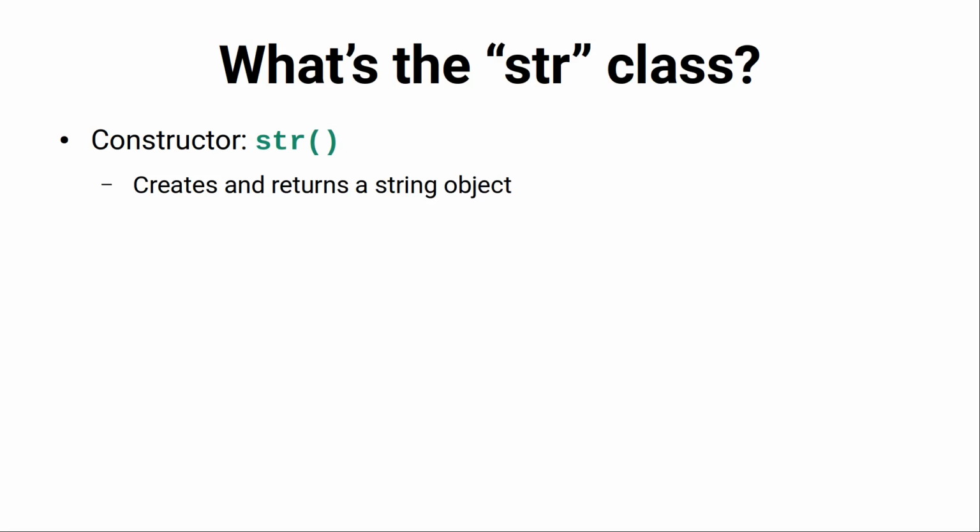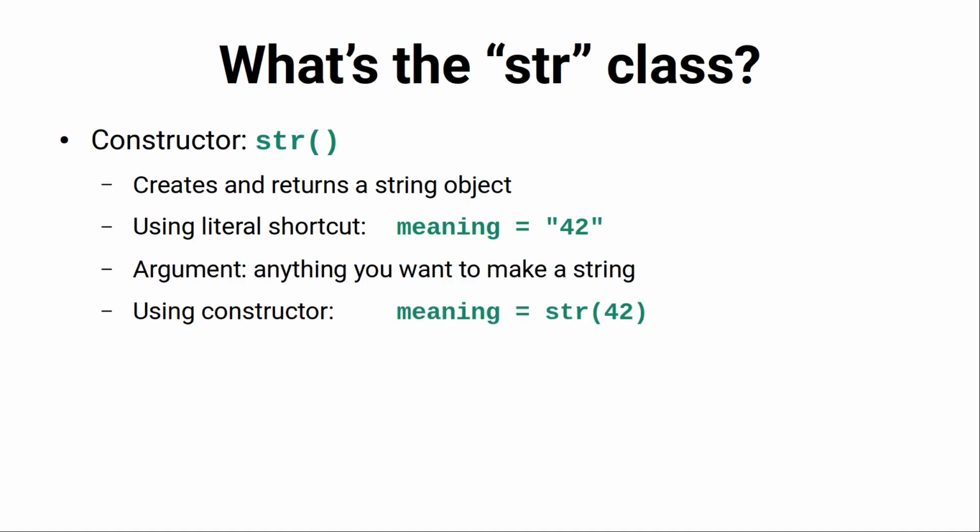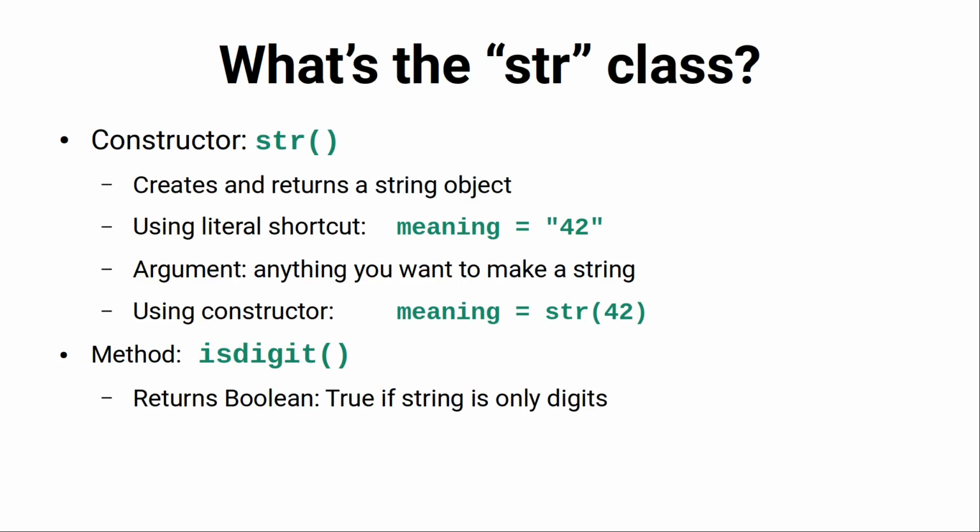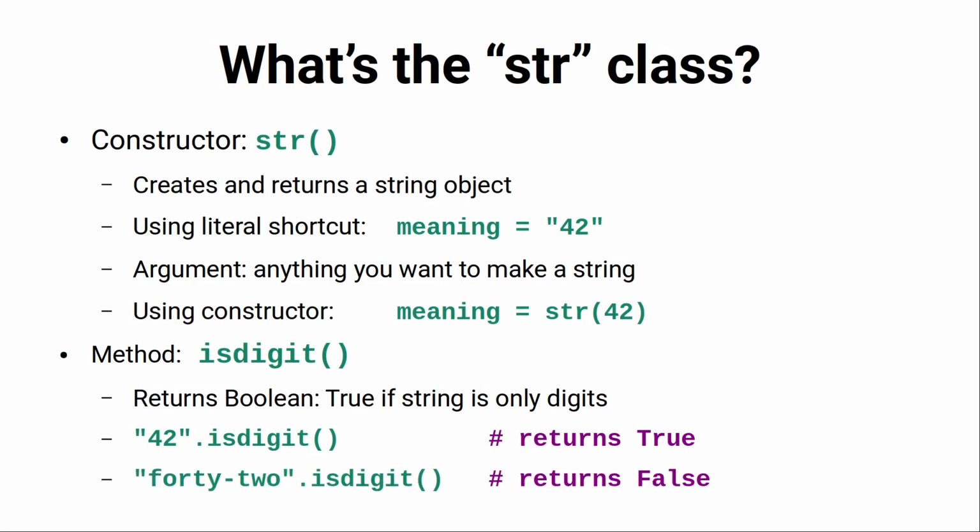Now, strings are a special built-in type for Python, so we can just put a literal string in quotes and assign it to a variable, and that will create a new string. But the str function is doing the same thing, except that you can pass it something that isn't necessarily a string and get a new string based on that argument. Once you have a string object, you can call a whole set of methods on it. One of those is called isdigit, which returns a Boolean value. But what's a Boolean value? That just means it is true or false. So if a string has only digits in it, then isdigit will return true. If it contains any characters that aren't digits, then it will return false.